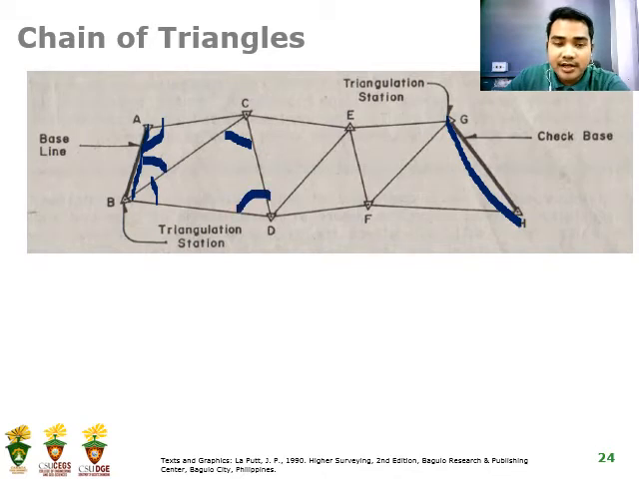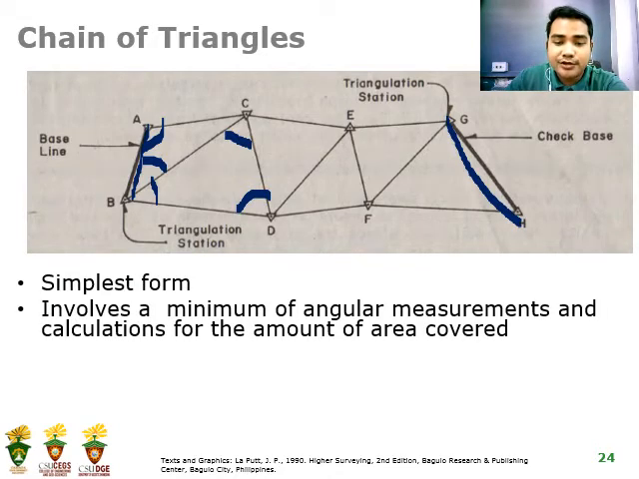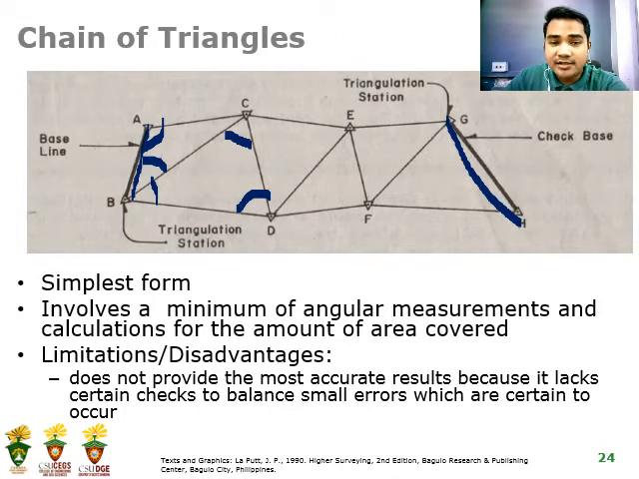So, chain of triangles are the simplest form of triangulation and it involves minimum angular measurements and calculations for the amount of area to be covered. So, since simple man siya, ang triangulation, gamay ra pod nga angles ang iyang ma-measure directly in the field. So, ang iyang limitation and disadvantages, it does not provide the most accurate results because it lacks certain checks to be balanced in the small errors which are certain to occur. For example, systematic errors, random errors. So, few lang imong ma-check as you go along the triangulation.